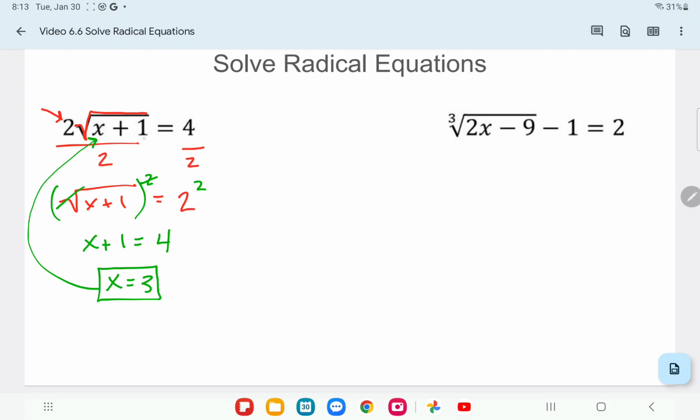3 plus 1 is 4. The square root of 4 is 2. 2 times 2 is 4. So it works. The next example is very similar, but it's a cube root sign instead.